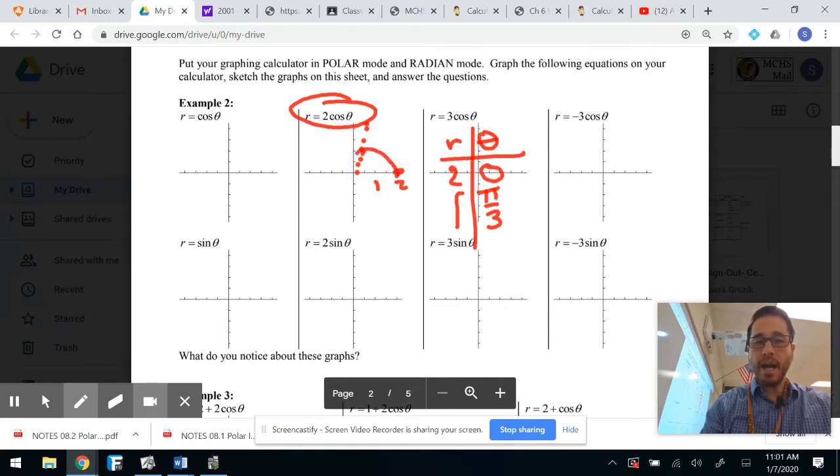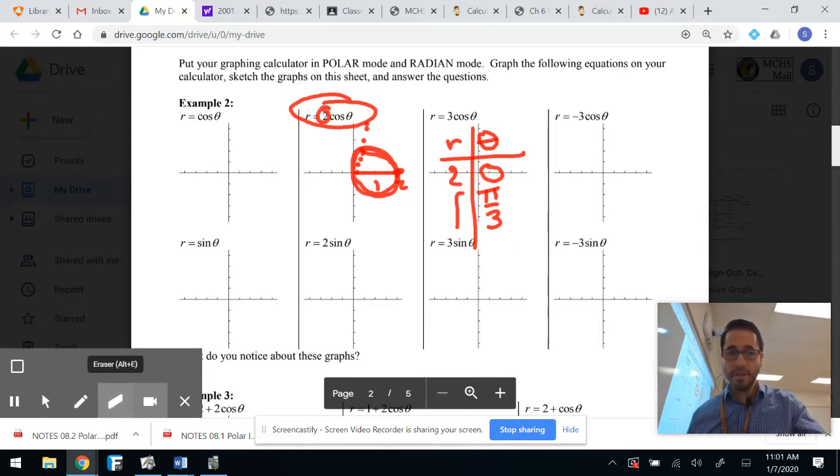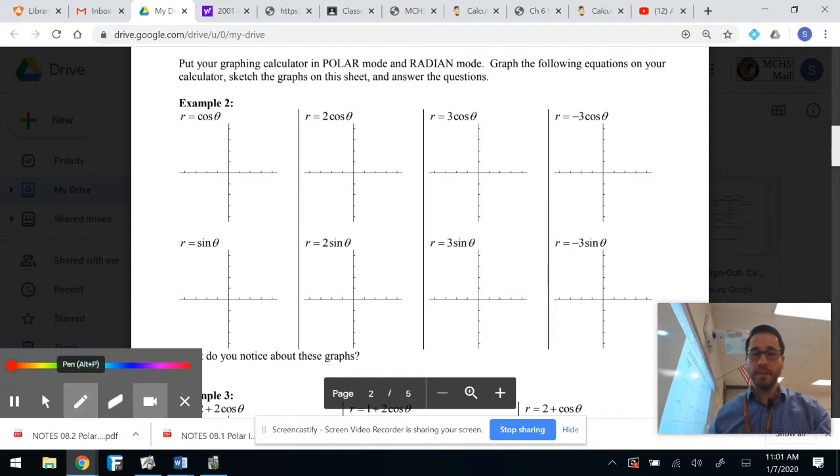Okay, and believe it or not, I'm going to finish this. It's going to make a circle. If you look here, the diameter is 2. It's symmetric about the x-axis. Do you think you can draw the next one with no help from me? Let's go ahead and see if we can do that.